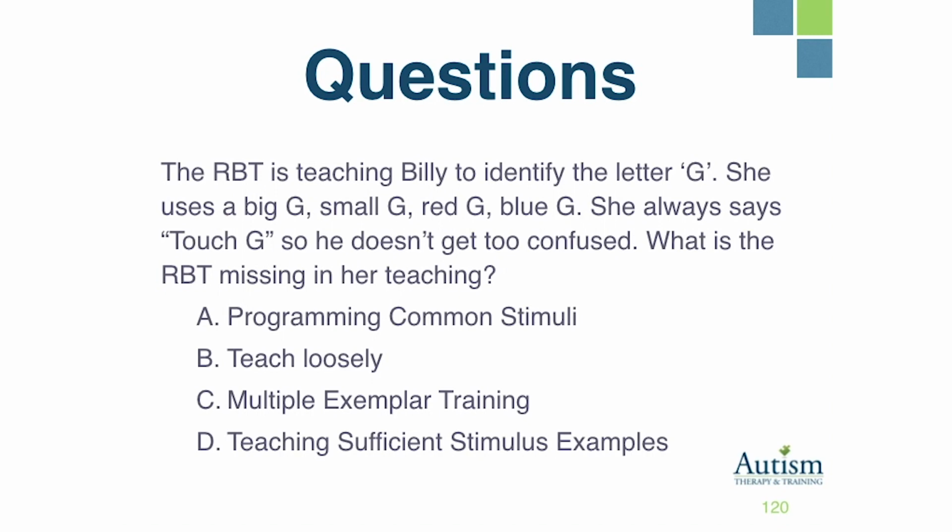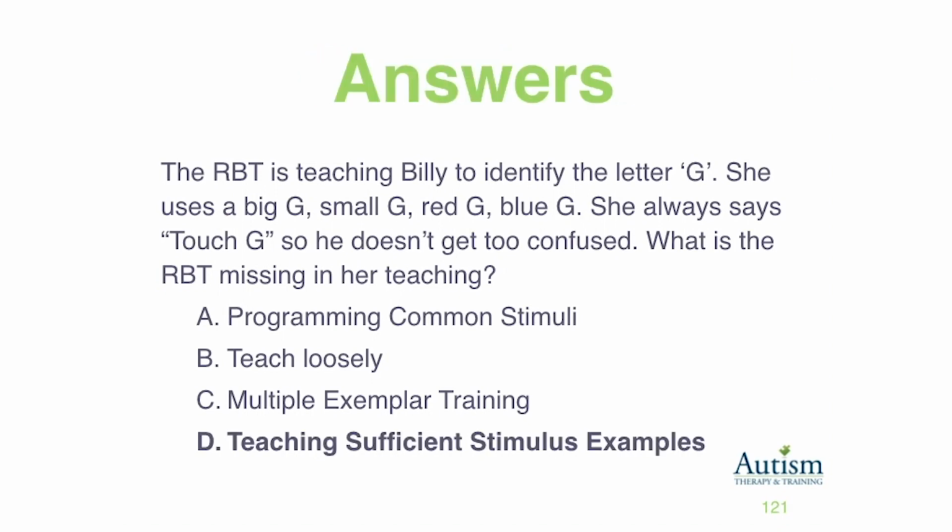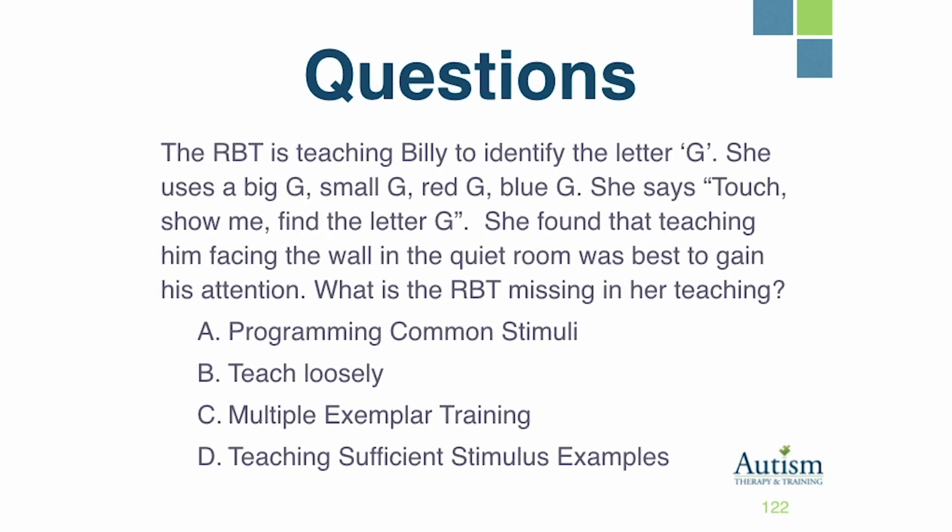And the correct response is D, teaching sufficient stimulus examples. The RBT is teaching Billy to identify the letter G. She uses a big G, small g, red G, blue G. She says, touch, show me, find the letter G. She found that teaching him facing the wall in the quiet room was best to gain his attention. What is the RBT missing in her teaching?